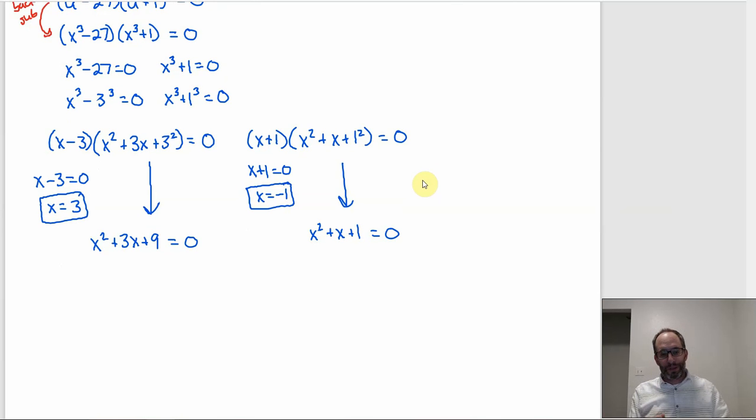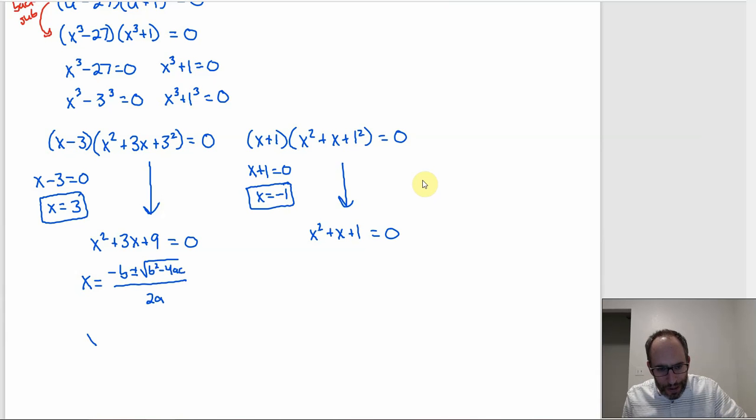The x squared plus 3x plus 9 and the x squared plus x plus 1, neither of those factor. So what I'm going to do, because the coefficient of the x is odd, and that would mean if you completed the square, you would end up with a bunch of fractions, I'm going to use the quadratic formula. So that's what I'm going to do with this. And I'm going to say that x would be, generally, negative b plus or minus square root of b squared minus 4ac all over 2a.